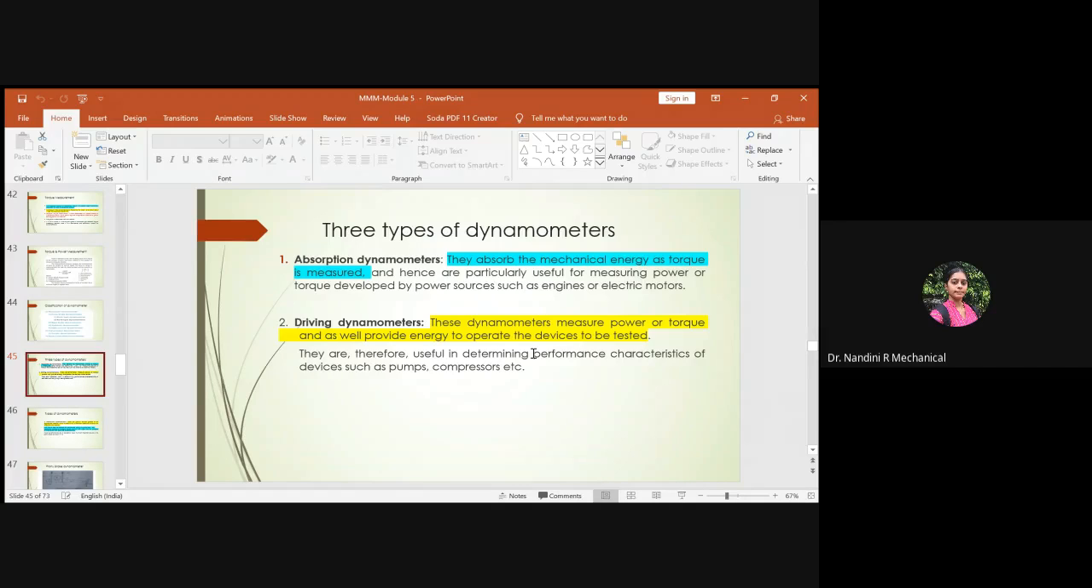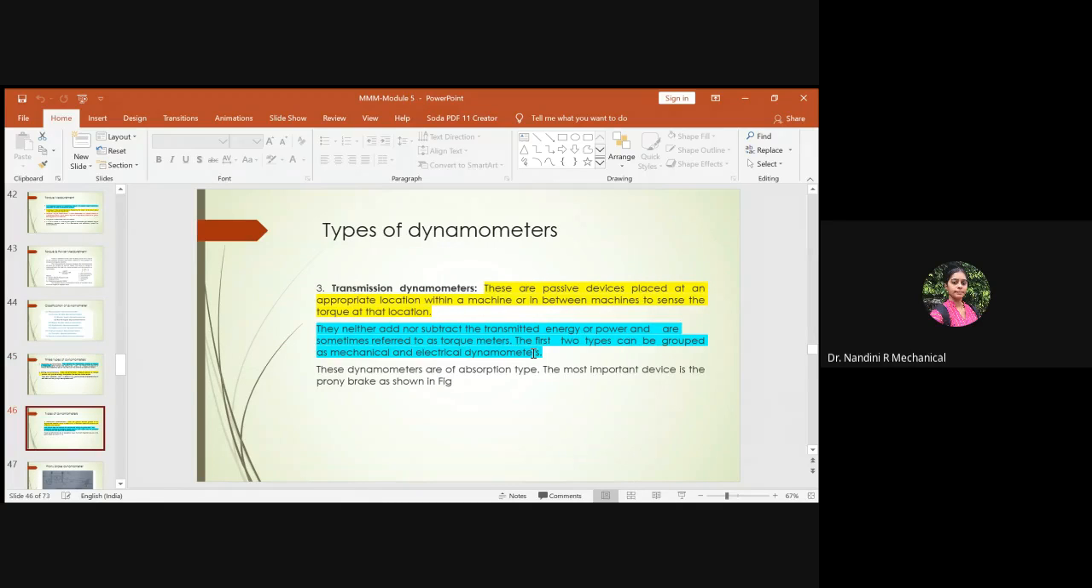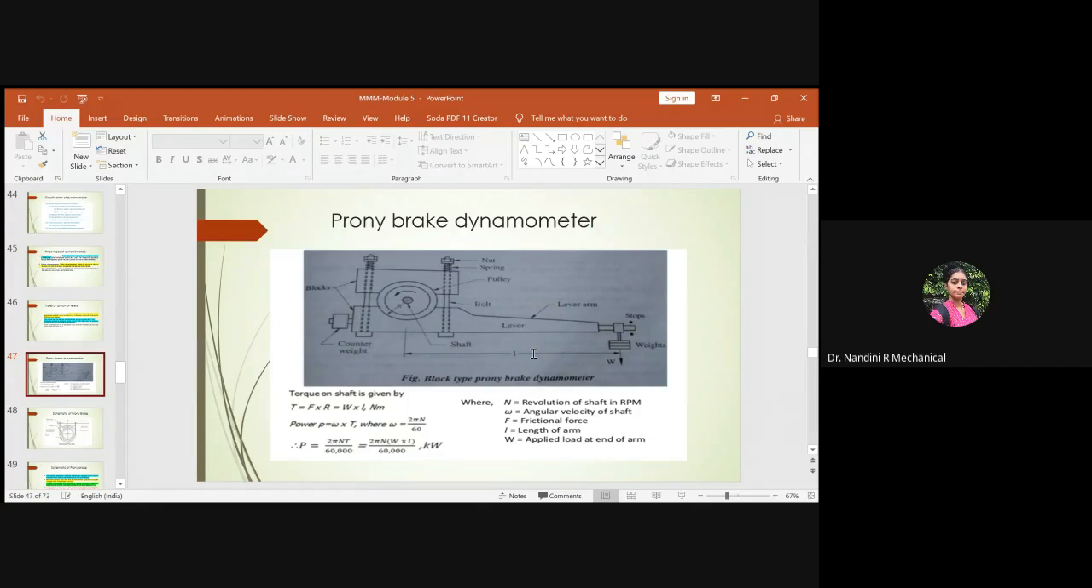So in order to make the device run, you should have some voltage or electrical signal. The amount of signal generated depends upon the amount of power or torque being measured, and hence the name electrical dynamometer. So in that you have a main example called the Prony brake dynamometer. It is there in the syllabus. The most important type of dynamometer is the Prony brake dynamometer.